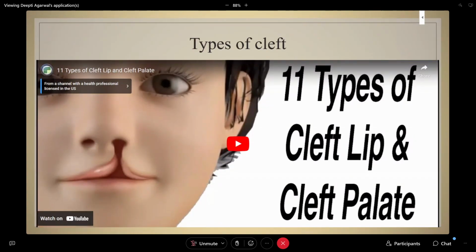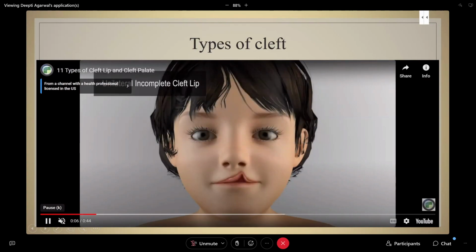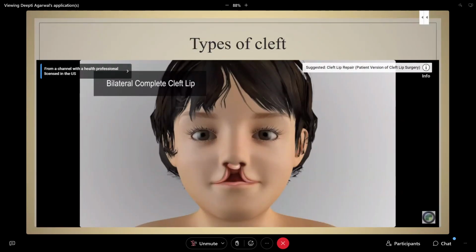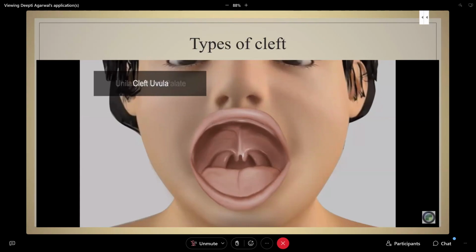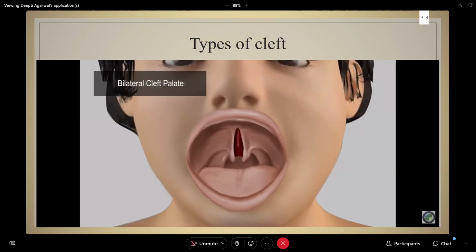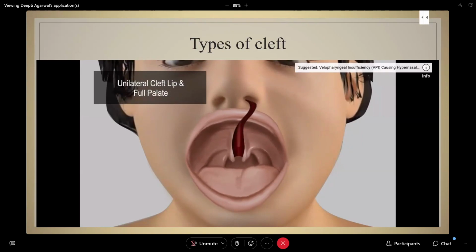This is a video depicting the different types of cleft lip and palate. This will explain to you the different types better. Bilateral complete, unilateral complete, cleft uvula, unilateral cleft palate, bilateral cleft palate, then unilateral cleft lip anterior, full palate, and a full defect.